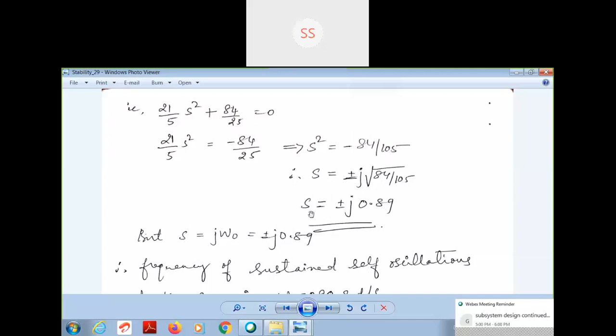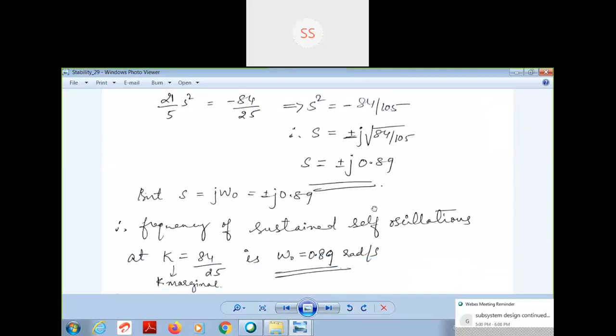Now this s is equal to plus or minus j omega naught. Here it is written s equal to plus or minus j 0.89. So comparing these two, omega is 0.89. This indicates the frequency of sustained oscillations inside the system. Oscillations of what? Oscillations of the response.